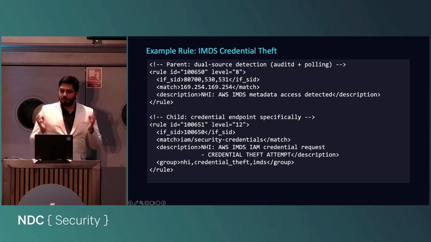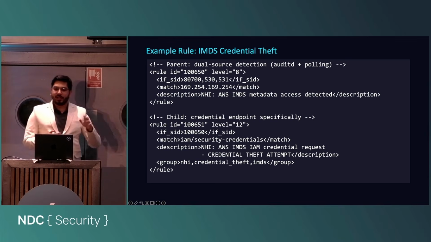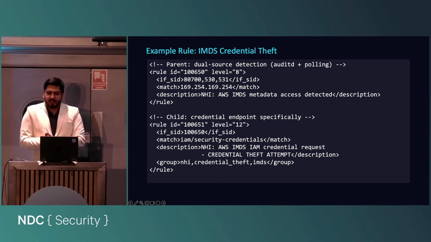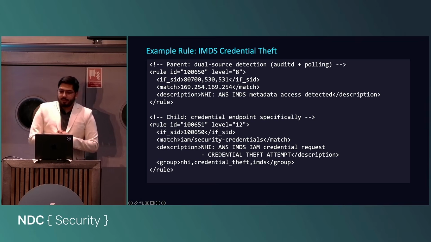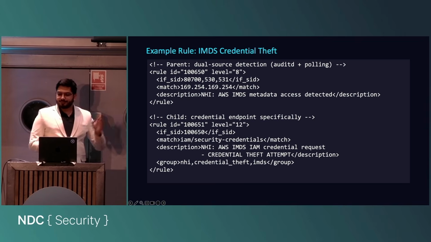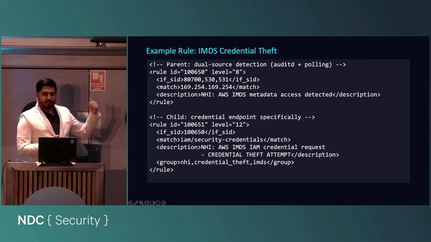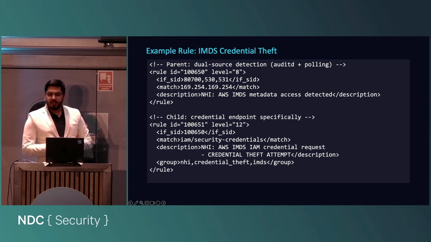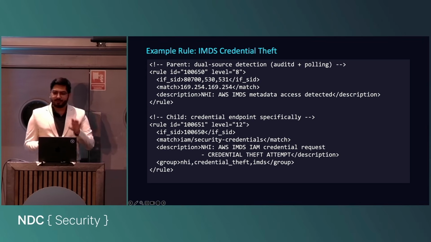So this is how a rule looks. As you can see, the one on the bottom, 651, is for IMDS credential theft. It's the child rule of 650, which fires whenever IMDS is accessed. When the child sees that IAM security credentials are part of the request, it fires 651 at level 12. We are mapping it to the respective MITRE techniques, and these are grouped as credential theft. These are simple to read and auditable. And you might notice the parent rule fires for both the audit syscall monitoring as well as for active connection polling. The dual source detection at the base layer. So whenever either source detects IMDS access, the child rule catches the credential endpoint specifically.